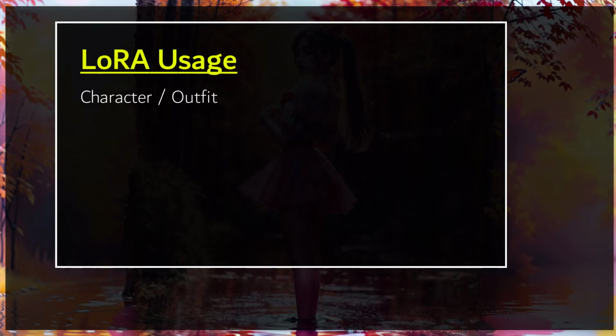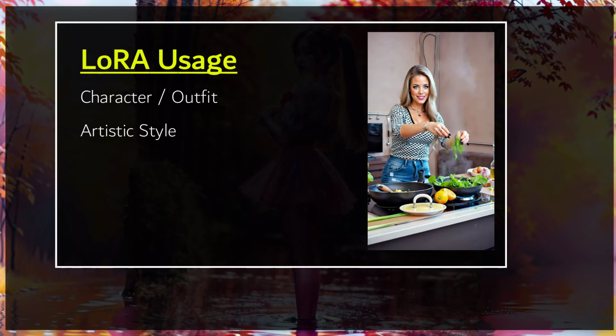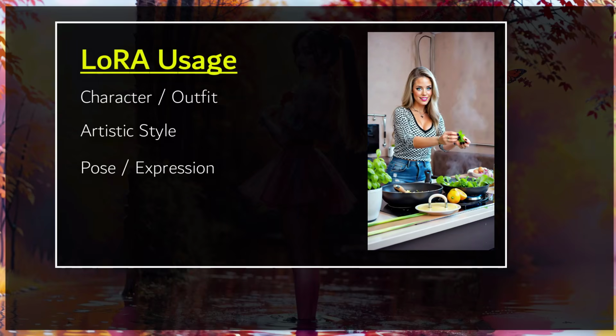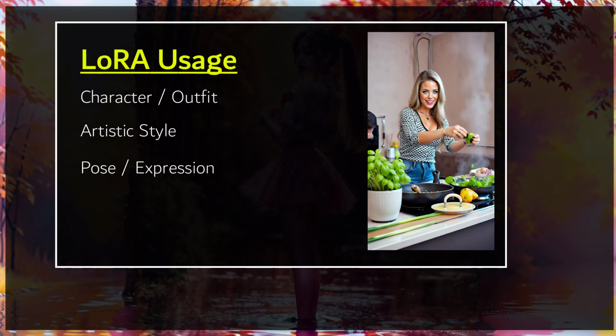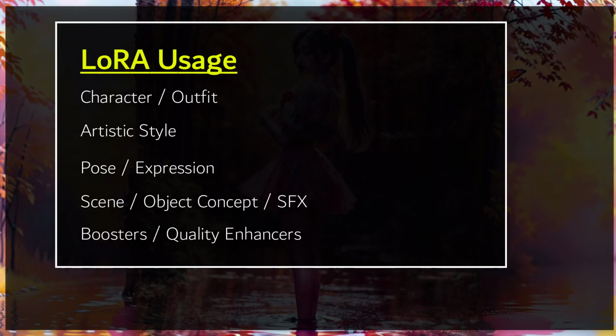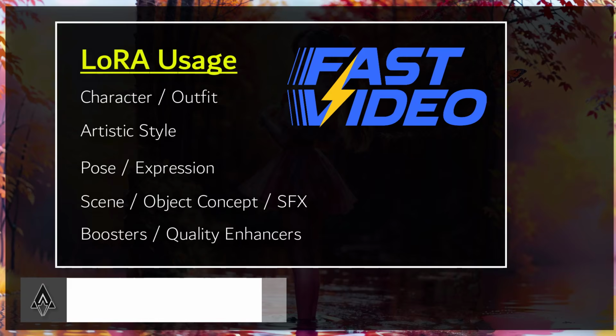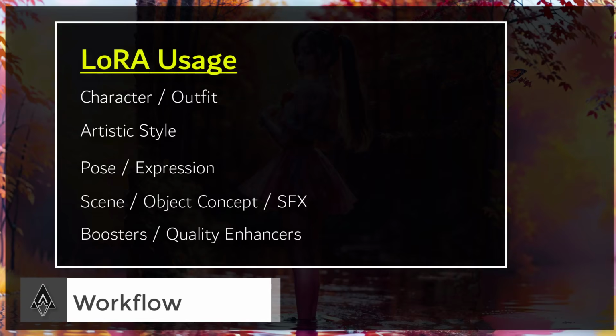So what usage could it have? Well, again, to have that character or a specific outfit of a character, that's perfect for that usage. It can also be used for an artistic style, right? You have a specific art style that you want to apply on your video, that would be great. There's also pose and expression. If you have a specific dance pose or specific expression, it can be used for that. Even scenery or different object concepts that the model might have a hard time understanding, or a special effect, or even something as simple as a booster of quality of a video, or to make the video generate faster, like fast video. LoRA can be perfect for that. So that's why it's a very key concept in video generation.